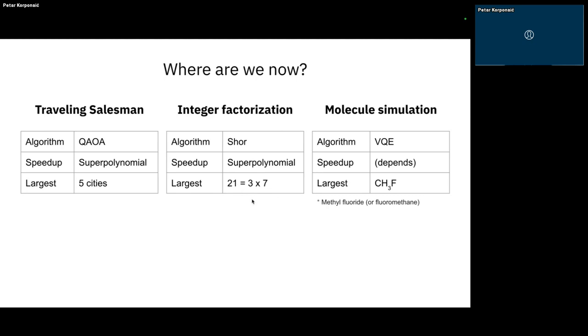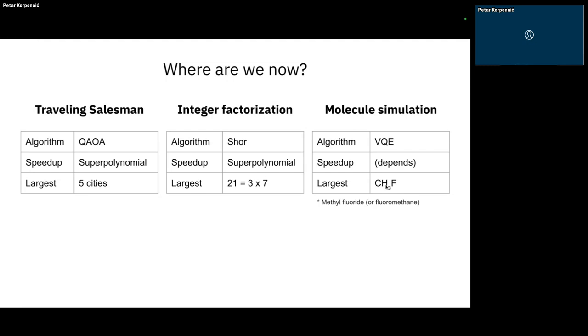And the third example that I put here is molecule simulation. This is simulation of the minimum energy of a molecular bond. By the way, it's unclear, because different papers give different results, and the accuracy is questionable, because we need chemical accuracy for these results to be useful.